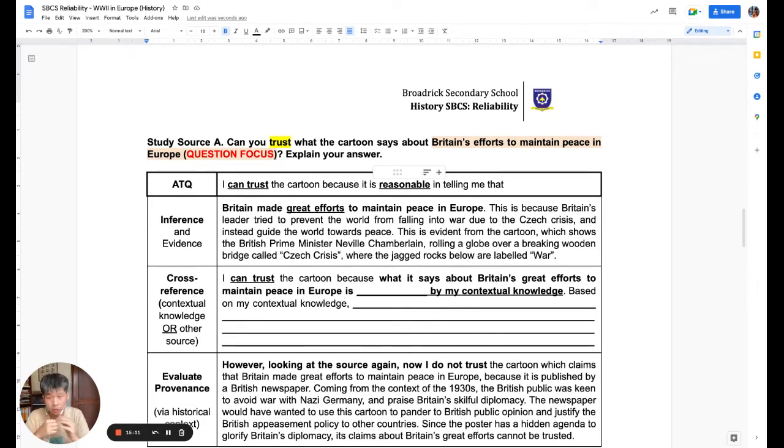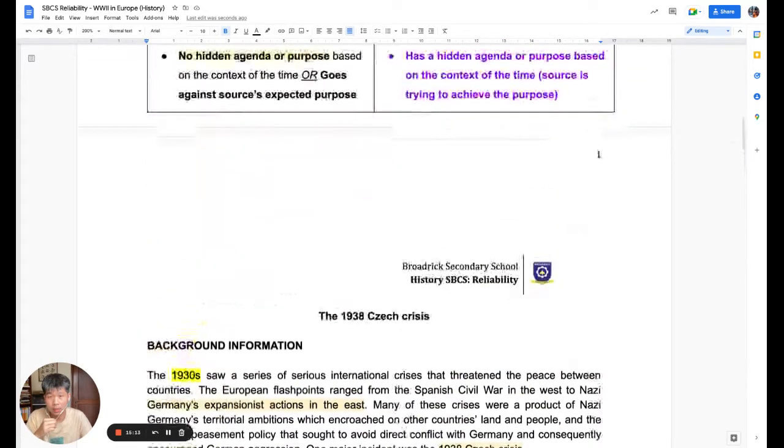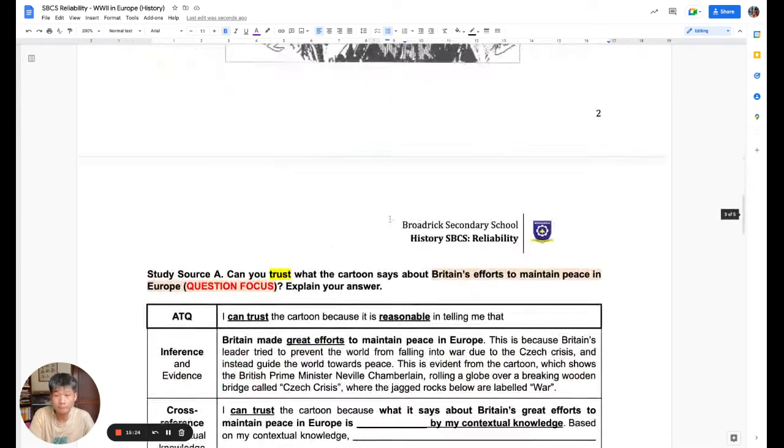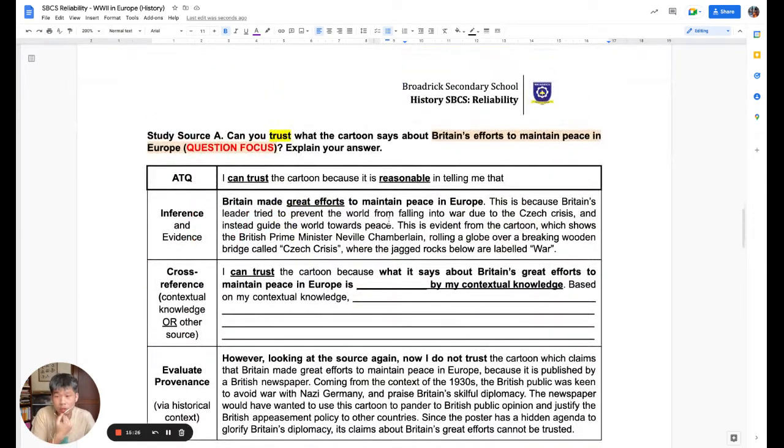Whether you can or cannot trust, you have to decide later based on your strategy. Support or contradict by contextual knowledge. No hidden agenda, has hidden agenda. This is how you decide can or cannot trust. I'll show you that later. So let's go through with a can trust strategy.